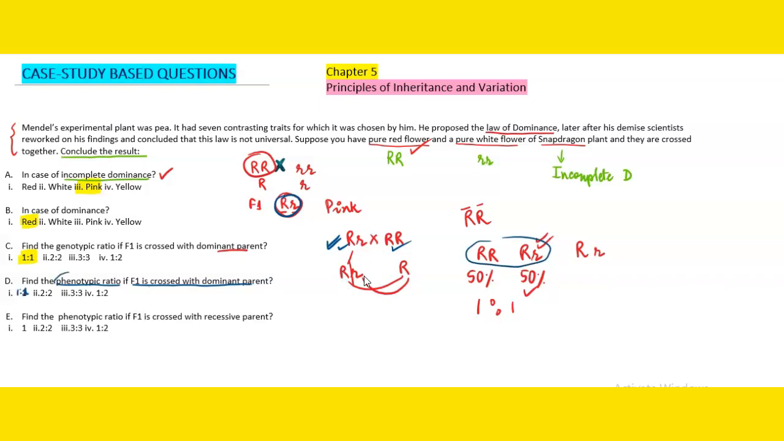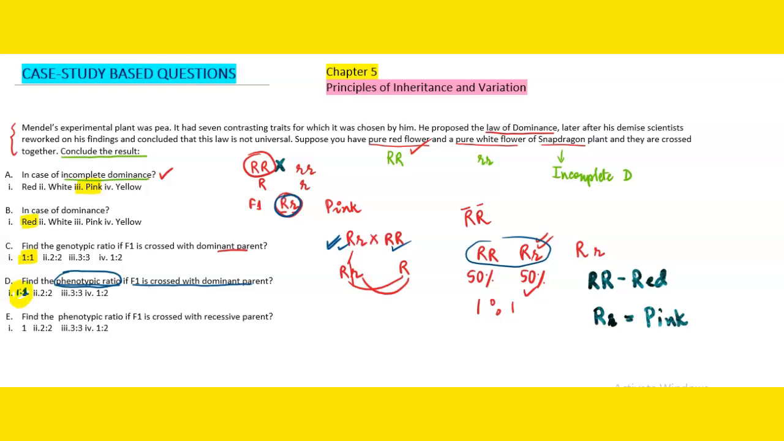In the question, they are asking us to tell the phenotypic ratio. Because we have taken the example of snapdragon, all the individuals that have RR, their expression will be red, and the individuals that have the genotype of capital R and small r, their expression will be pink. So here in this case 50% will be red, 50% will be pink. So the right option will be 1:1.